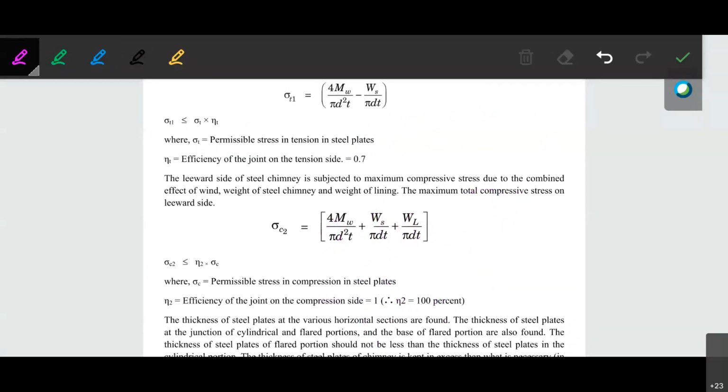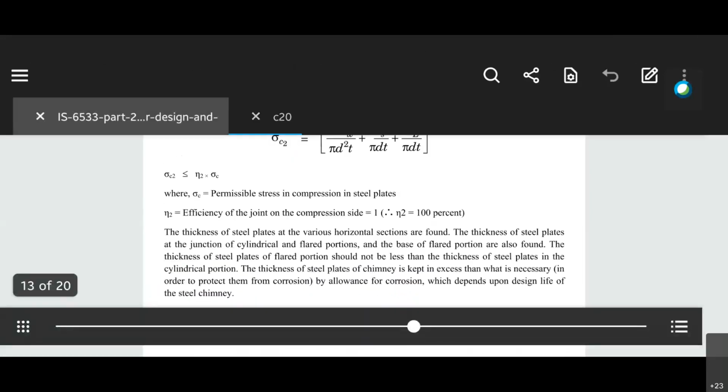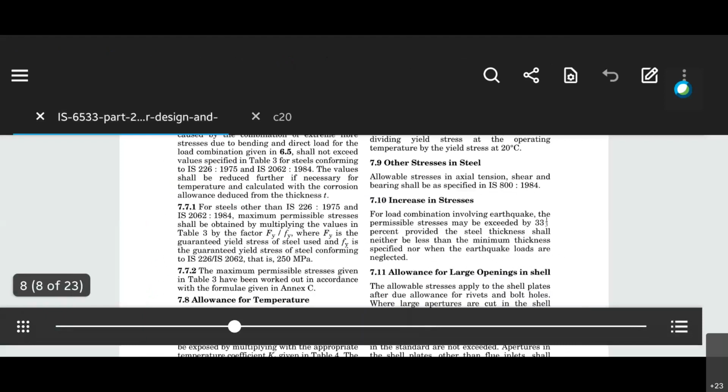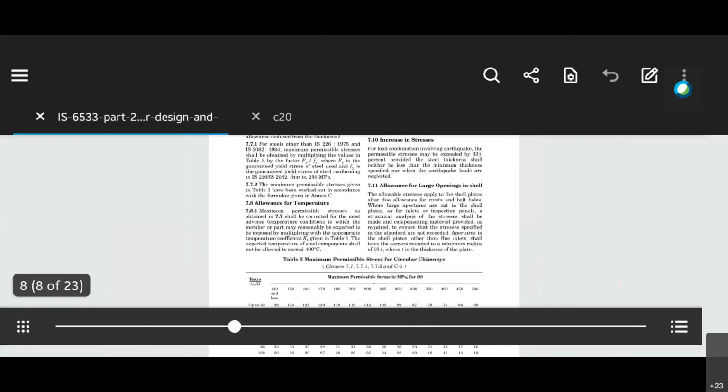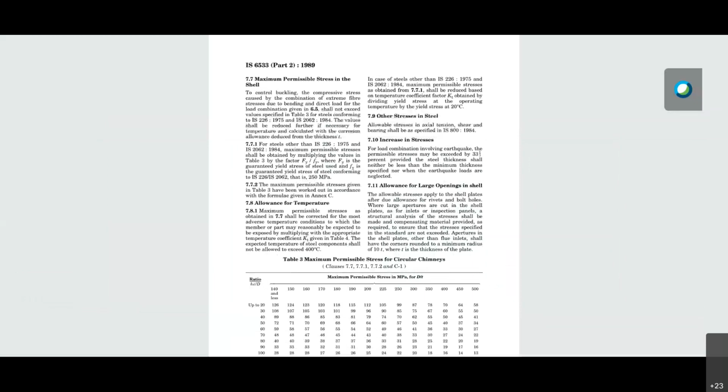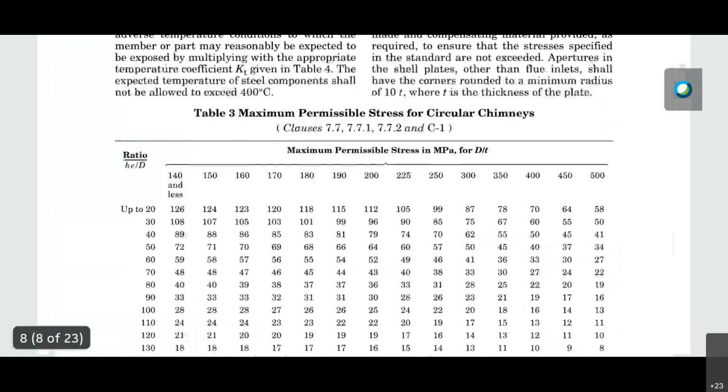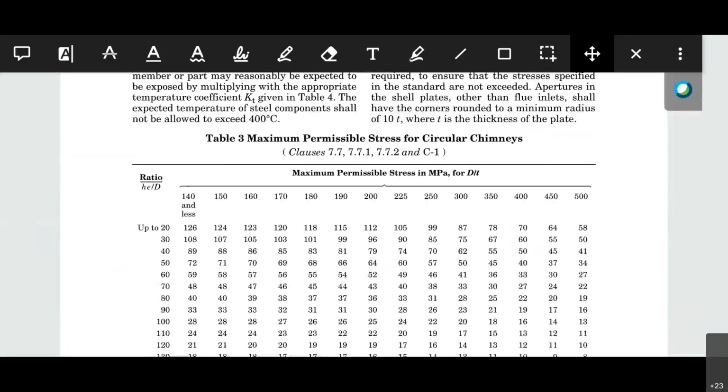Now for the sigma c, we have to calculate the value from the IS code. It is a chimney IS code, so the maximum or the permissible compressive stress is given to you. For that particular IS code, that is 6533 part number 2, on page number 8, in table number 3, the maximum permissible stresses for the circular chimneys are given.